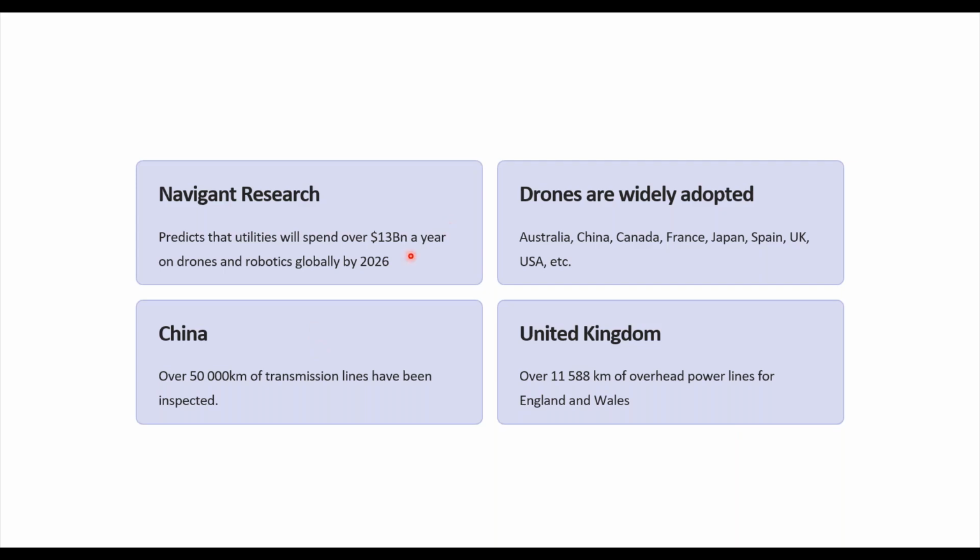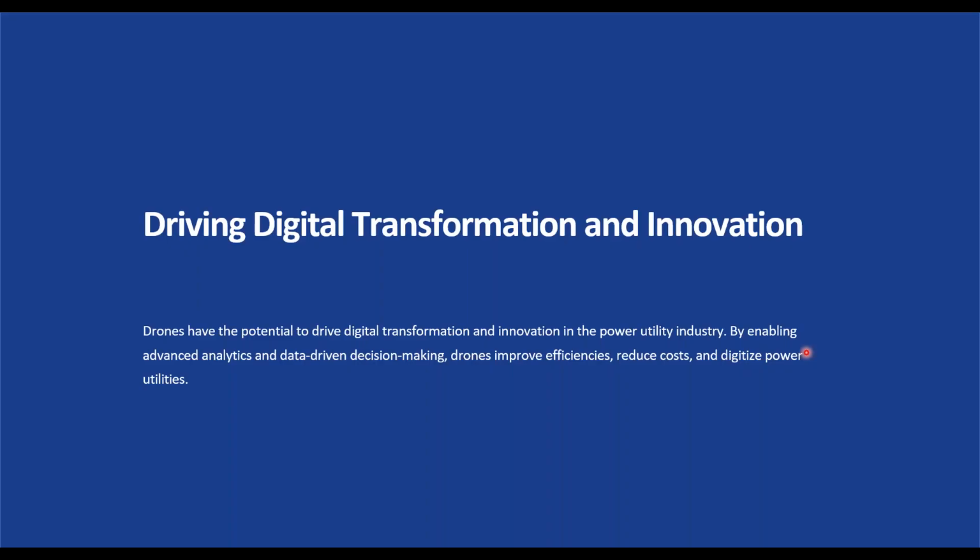To highlight a few, Navigant Research predicted that 13 billion a year will be spent on drones by utilities, by 2026. Countries that have widely adopted drones, especially to inspect power lines, and not that they are fully operating them, they are still exploring as well, but mainly Australia and China. To mention just a few, China has done over 50,000 kilometers of transmission line using drones. In the UK, England and Wales combined have done over 11,500 kilometers. So again, the need to automate and reduce costs is driving digitalization and digital transformation in Eskom and elsewhere in the industry.